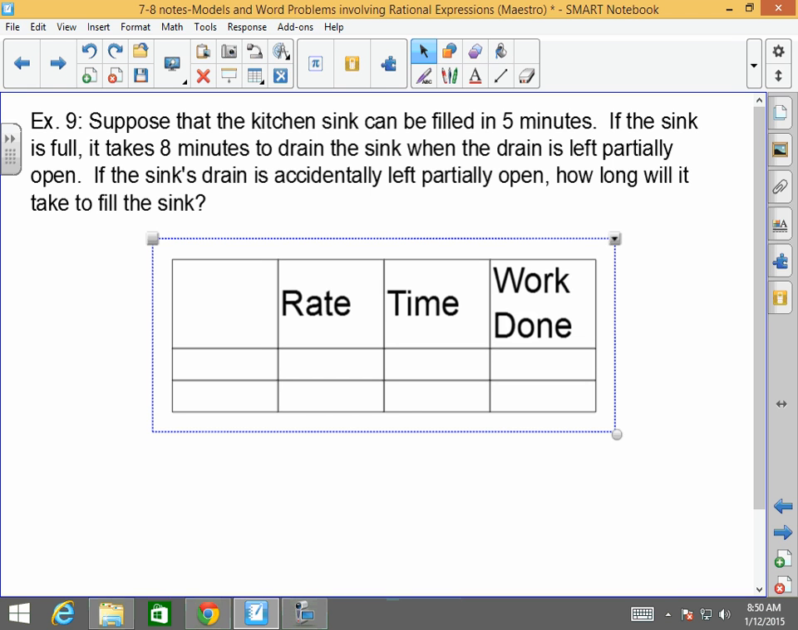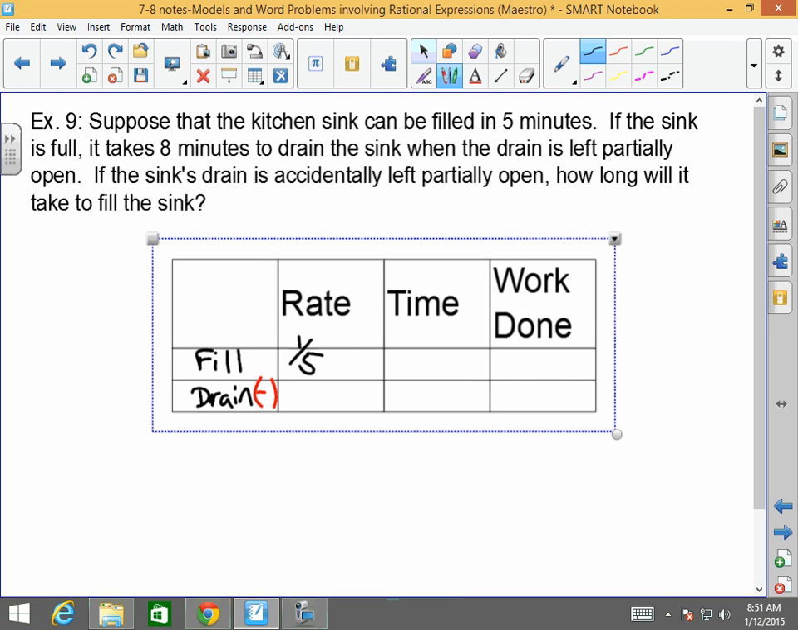Well, let's think about this, okay? We have a fill rate and we have a drain rate. Please remember that when you're draining something, it's negative. You're taking water away, right? It's losing water. So the rate to fill the sink is 5 minutes. So my rate is 1/5 every minute in this particular case because we're talking about minutes. After 5 minutes, 1 full sink is filled.